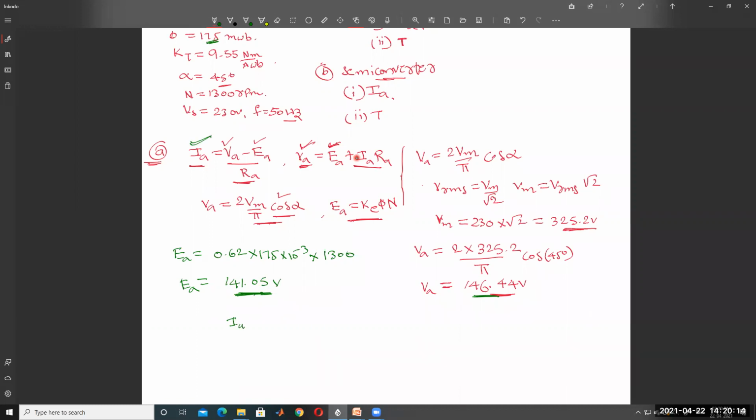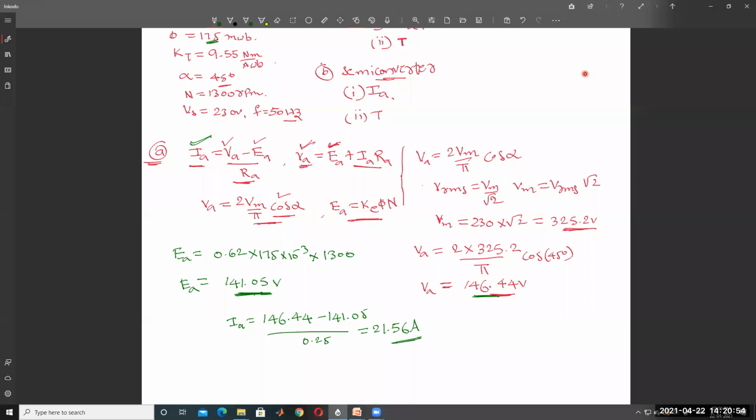IA is equal to VA, that is 146.44, minus EA, 141.05, divided by RA, that is 0.25, right? That is equal to 21.56 amps. This is the armature current.